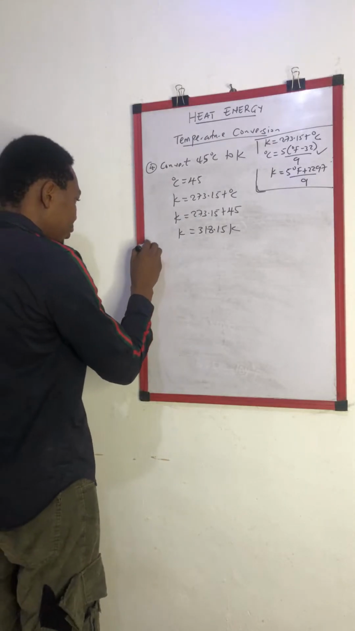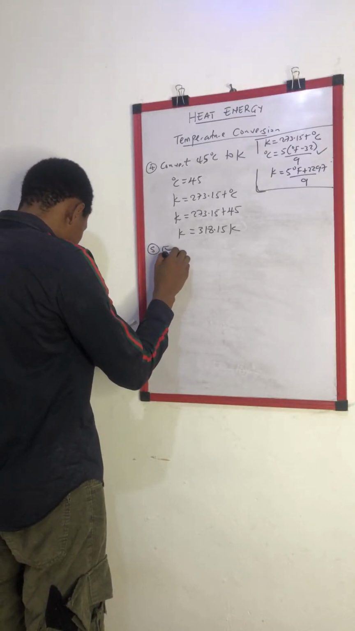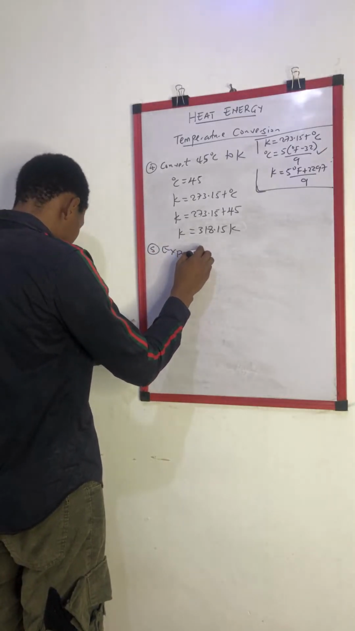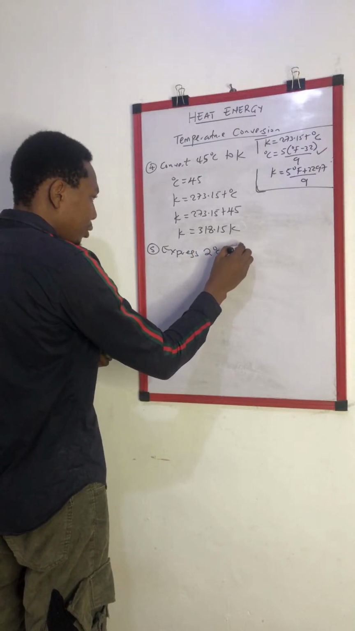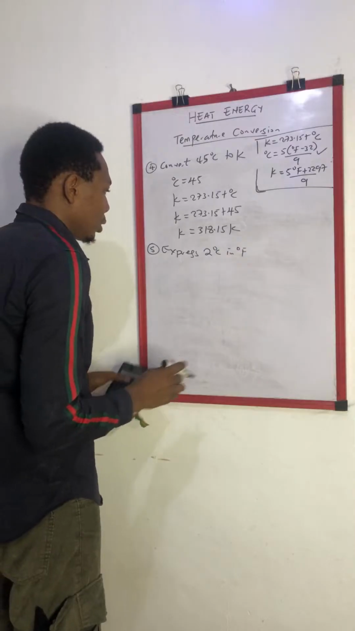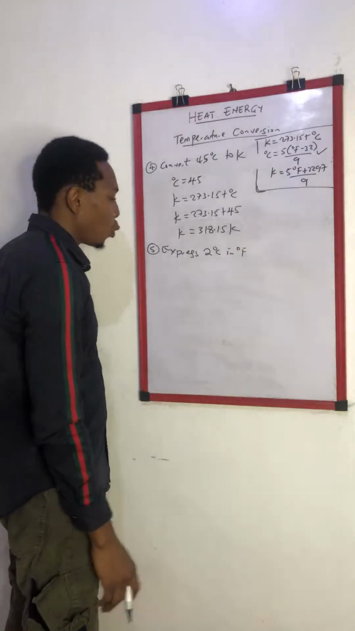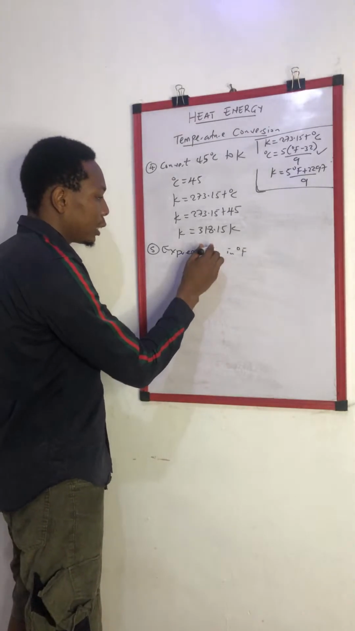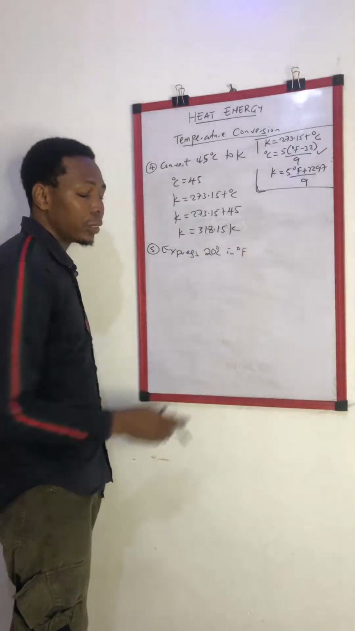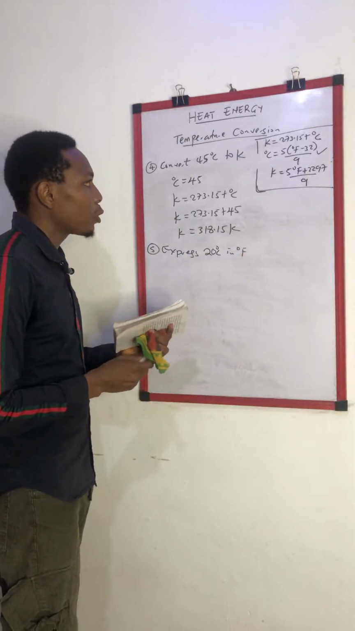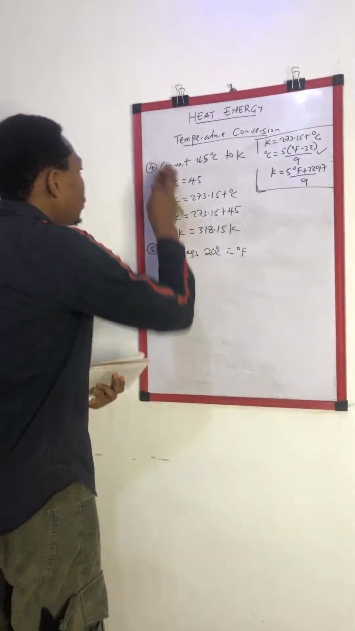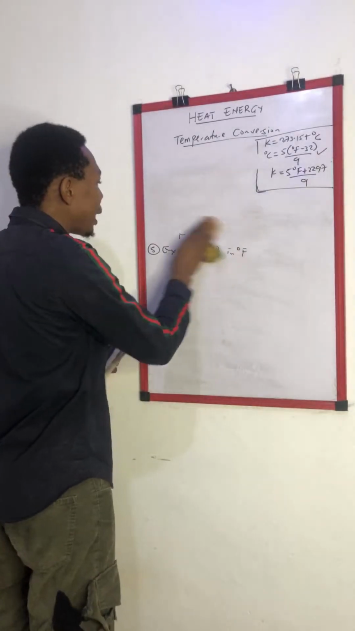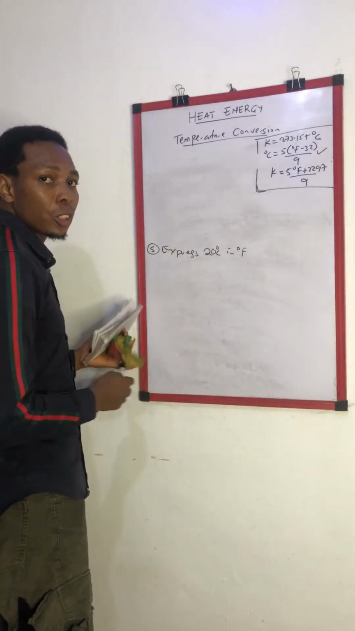Then number 5. Express 20 degrees Celsius in degree Fahrenheit. So this should be your assignment. Okay, so you can give this a try. 20 degrees Celsius in degree what? Fahrenheit. So we are also going to take some questions for this. Okay. So for that, we can take that as number 6. So ensure you try this number 5.